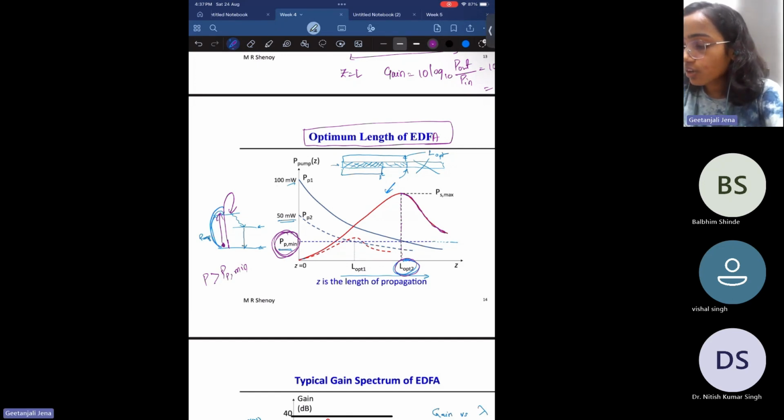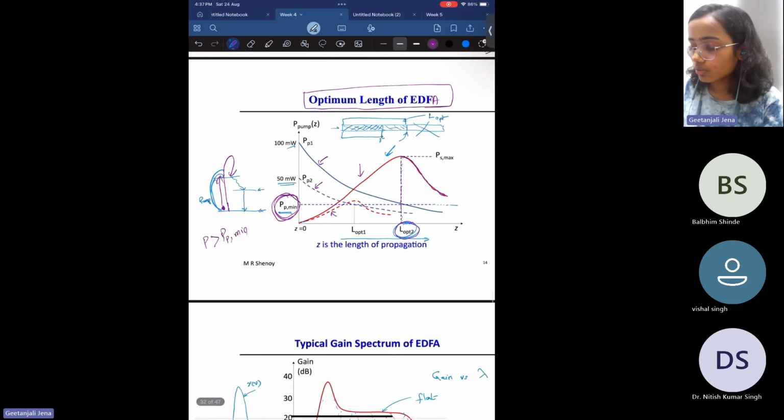Okay, and depending on the pumping power, we'll see different kinds of curves. That is, if you see, the solid lines are for one type of pump and the dotted lines are for another kind of pump. So if you increase the pump power, then the length at which the gain is maximum will also increase. Okay. So depending on the pump power, you will have a different optimum length of EDFA. I think this is clear to you.